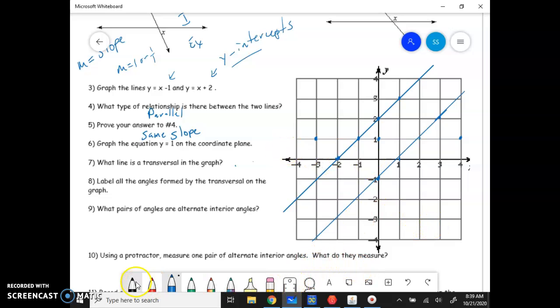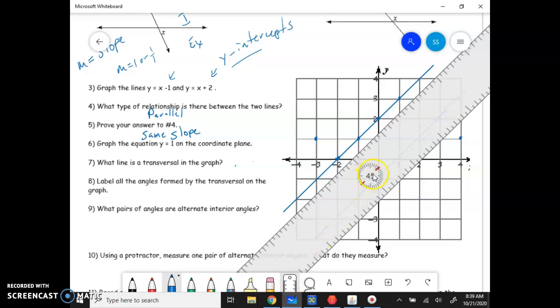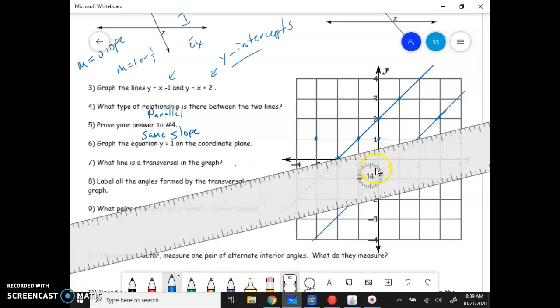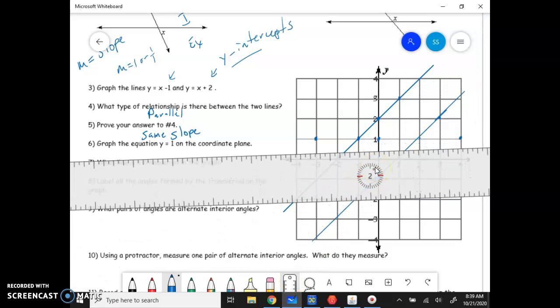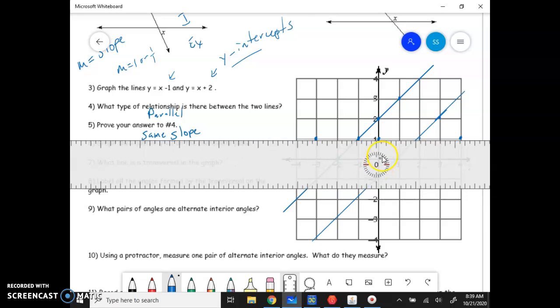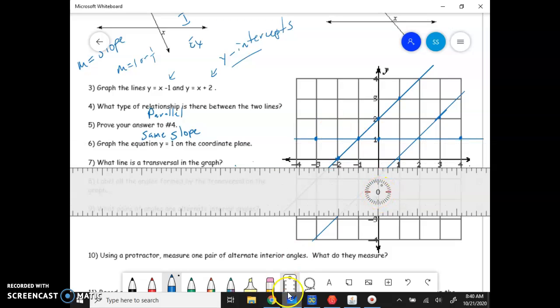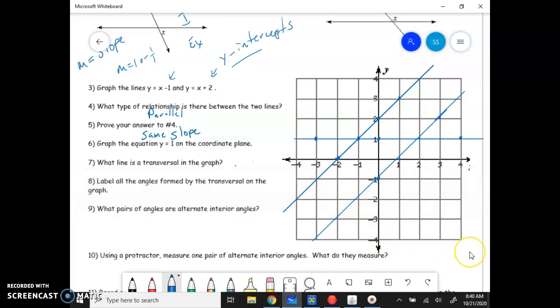So I'm going to go ahead and plot that line out here real quick. There we go. Okay, let's get rid of that. So let's see. Number 7, what line is the transversal in the graph? Okay, well that would be this line here, right? This is the transversal.